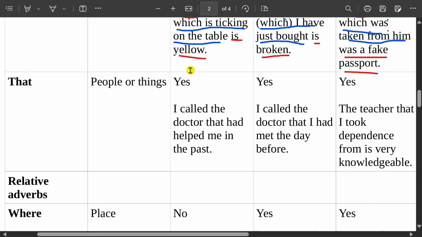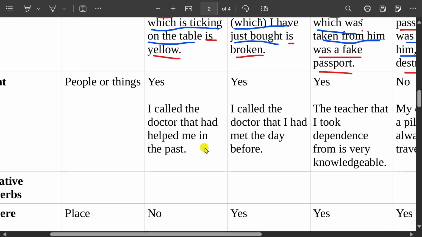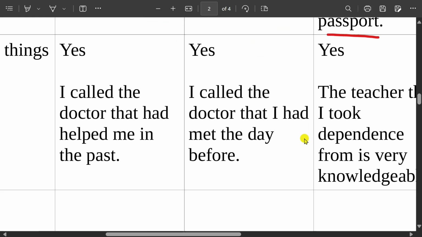So here is the relative that, relative pronoun that, okay? It refers to people or things. Also animals. And it can be subject or object, okay? Let's look at the example. As a subject: I called the doctor that had helped me in the past. Okay, here you can review a little bit the tense, you see.